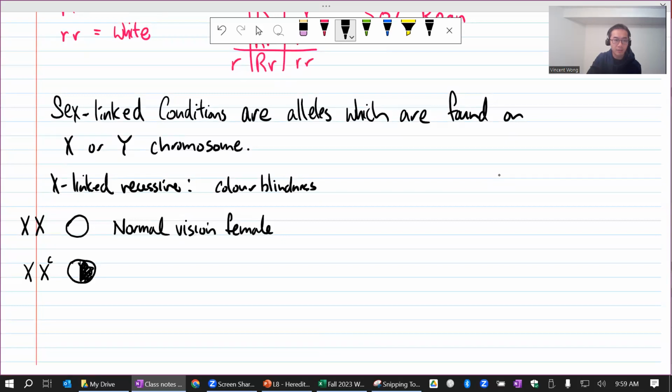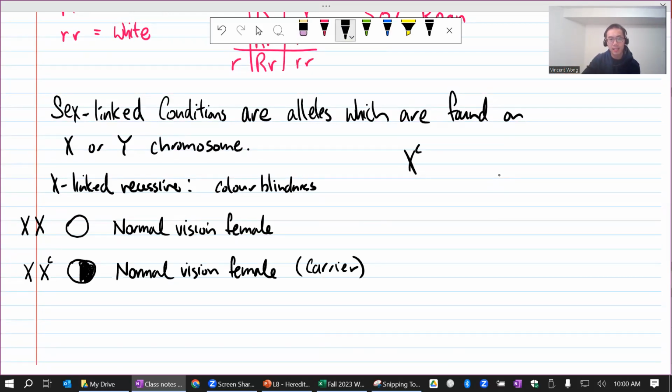Right, we shaded half. We shaded half of it. This is also a normal vision female, but we call her a carrier. A carrier is a person who has the allele but does not show it, right? Because the normal X is covering it, right? Okay, so XC is the colorblind allele.